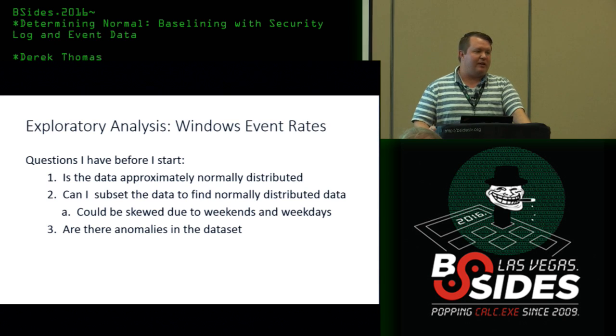Can you subset the data? Like with this, I'm going to assume that weekends are probably going to have far less data. That would skew your data, and you may have to model those separately. And are there anomalies within the data set? Once you look at the data, are there extreme anomalies that you're going to have to deal with? And we'll talk about how to do that.